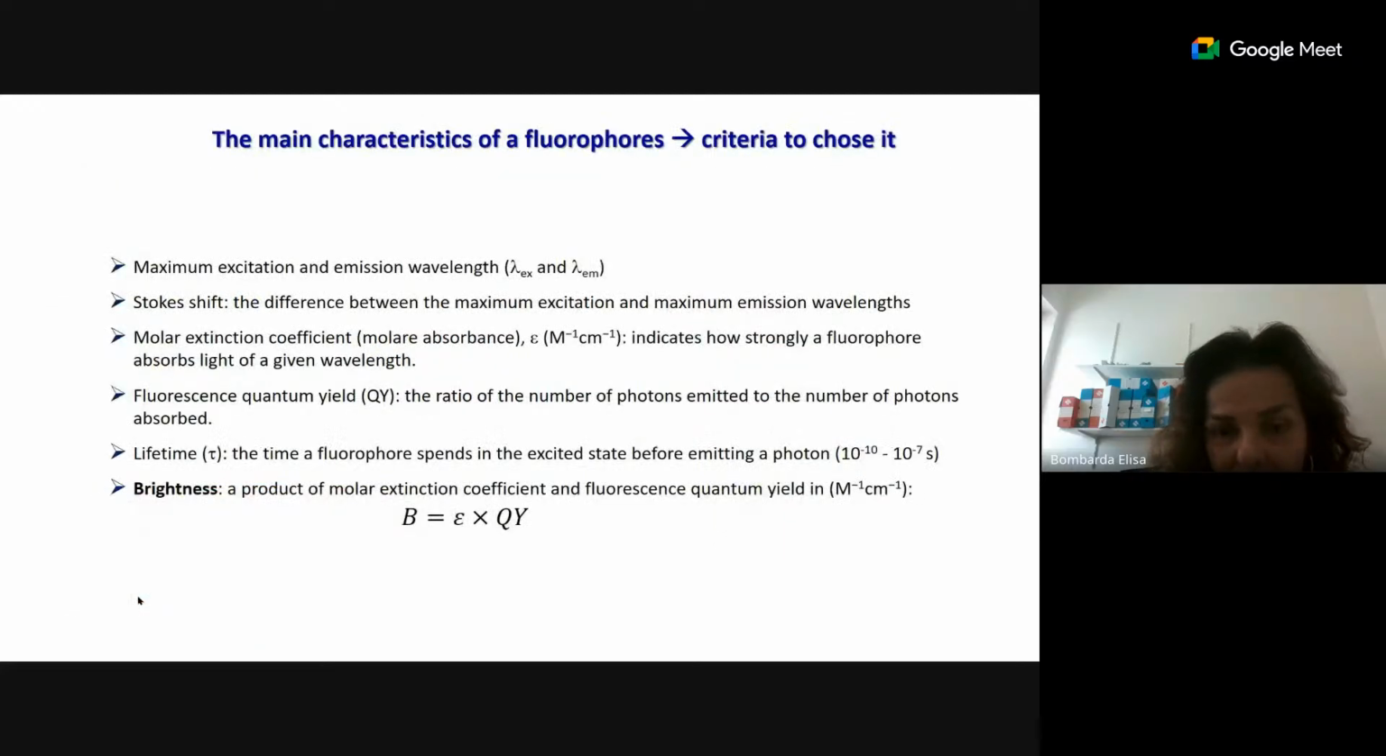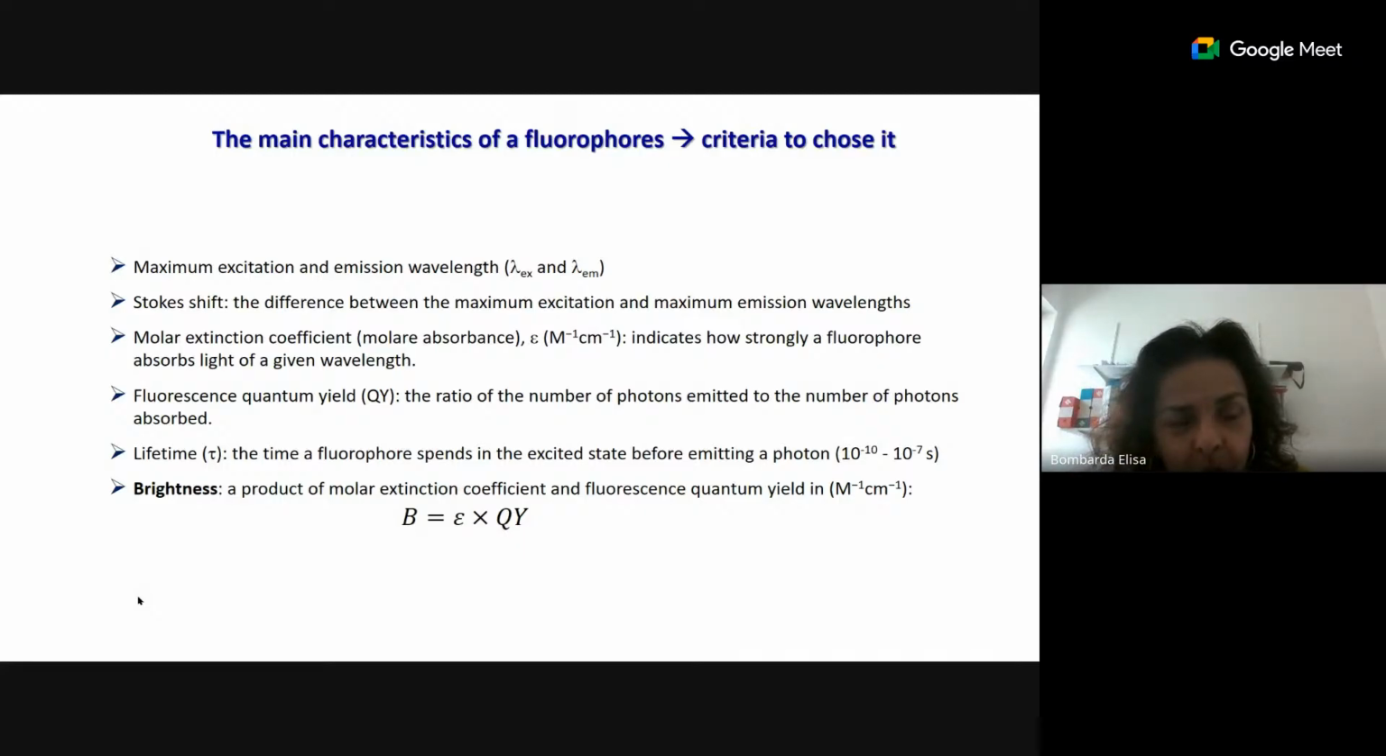Okay, these are some criteria to choose the fluorophore that is adapted to your system. First of all you have to see where it can be excited and where it emits, so whether it can help you to investigate the system of interest or not. Normally, having a larger Stokes shift is an advantage to separate the excitation and the emission band.